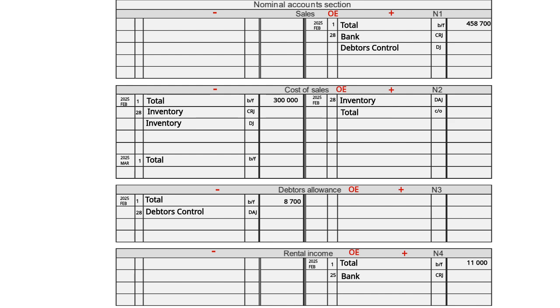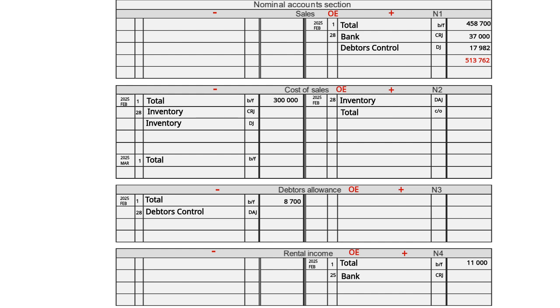To complete our sales ledger account, you're going to go to your CRJ journal and your DJ journal. Your bank CRJ total is 37,000 and your debtors journal, debtors control total is 17,982. Now if we add up the credit side, we get 513,762. Our next account is our cost of sales account.